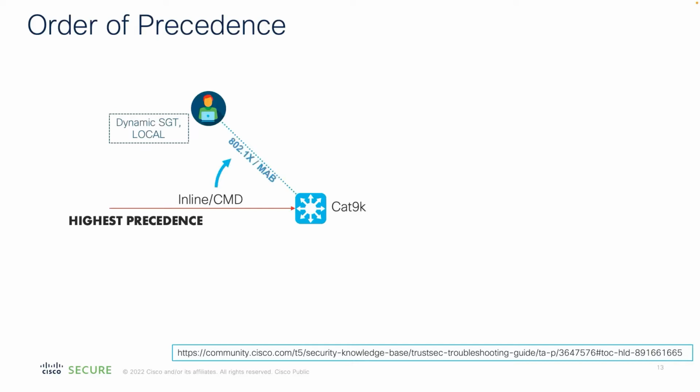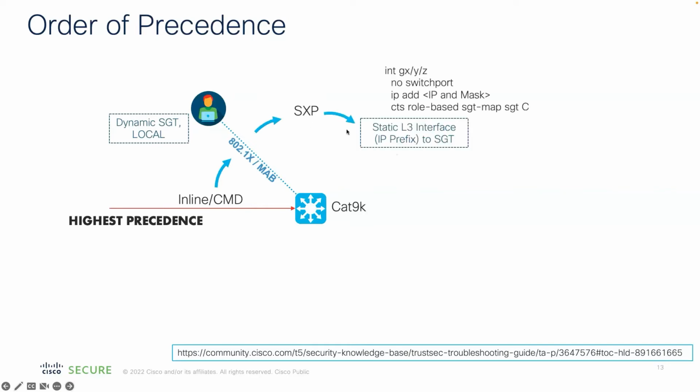Now, going down in precedence, the next is a dynamic assignment of SGT. So if the same IP is learned inline and also learned from an endpoint connected to the network dynamically, then it will prioritize the SGT it's assigned via inline tagging. Also going down in precedence, we've got SXP. And further down, we've got this layer 3 interface, learning the prefixes. Further down in priority, we've got static IP to SGT.